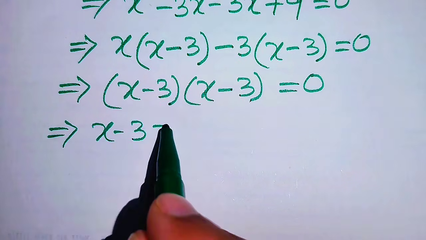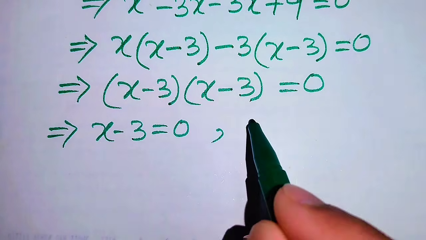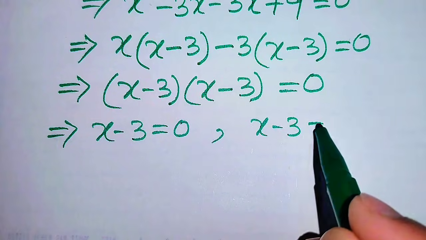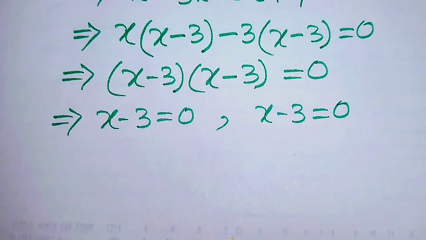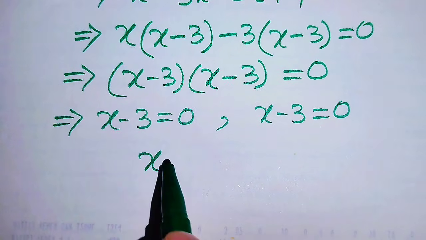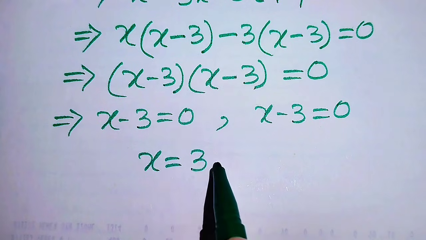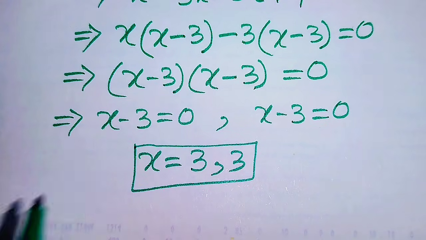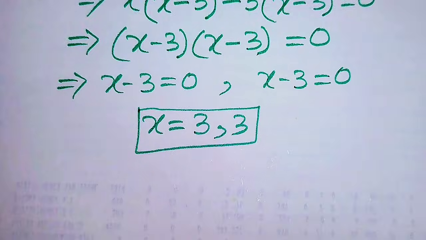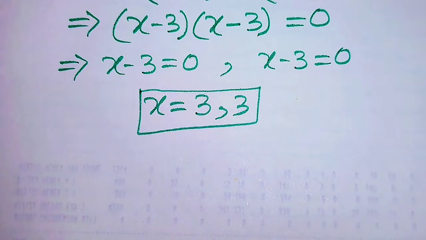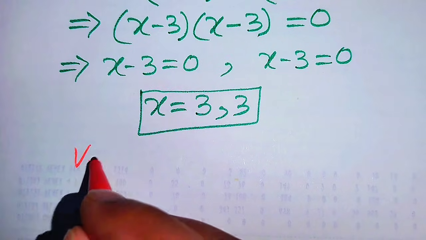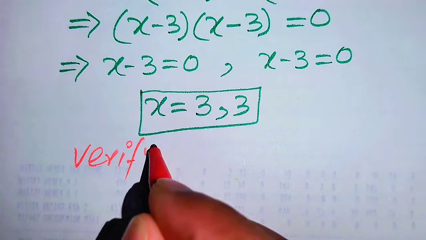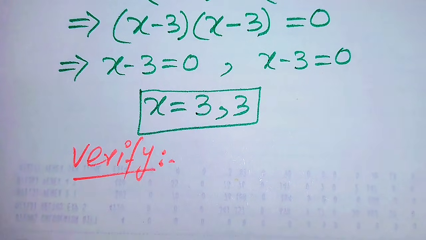So here we divide this equation into two cases. The first case is x minus 3 equals 0, and the second case is x minus 3 equals 0. So here you clearly see that we get repeated roots, and that is 3 and 3. These are the two repeated roots of the given equation which we get from the first method. And now in the next step we need to verify which of the roots are solutions and which of the roots are extraneous roots.